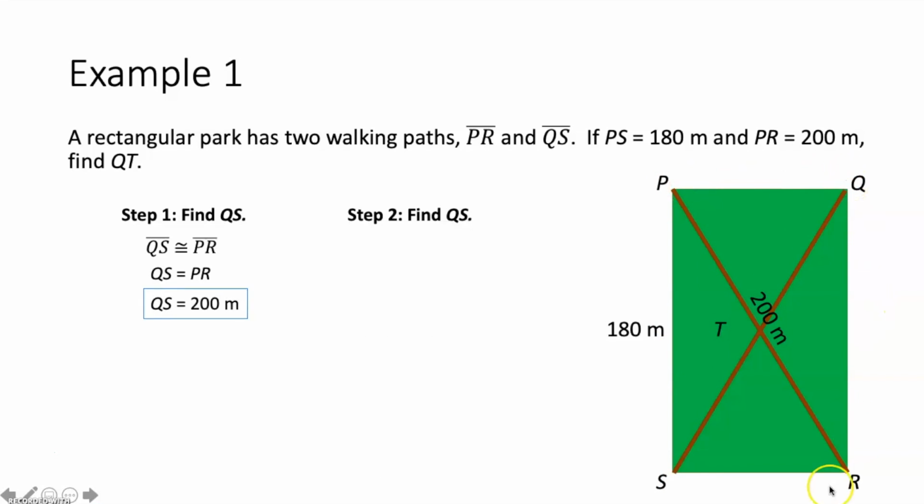Well, we know in a rectangle, the diagonals are congruent, just like we said, and they bisect each other. So they cut each other in half, meaning that if we know the whole measure of segment QS is 200 meters, we just multiply that by a half and we'll get the measure of segment QT. So half of 200 meters we know is 100 meters. That would be the measure of segment QT here.